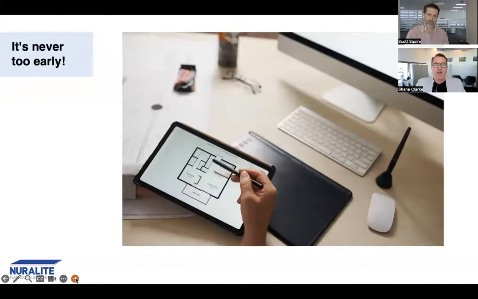So the last point we want to make is that it's never too early to engage with us. When is it too early, Scott, in your opinion? Well, that's right. Our invoice to you is $0.00. So to talk to us, concept stage or even during construction, post-construction, an existing building, it's never too early.